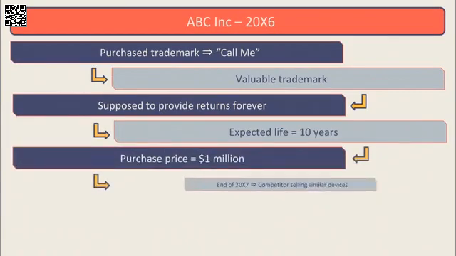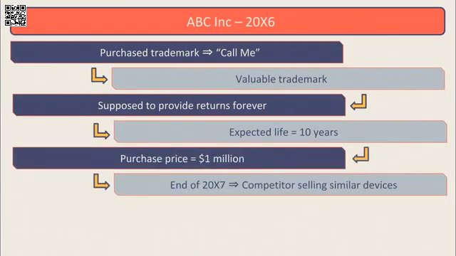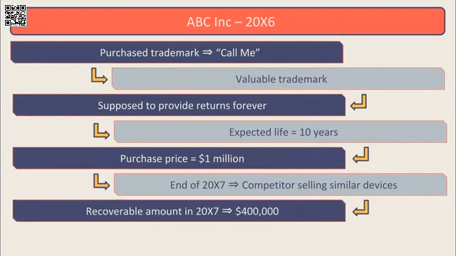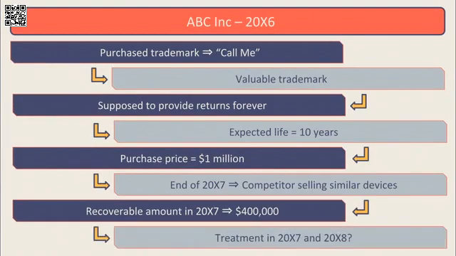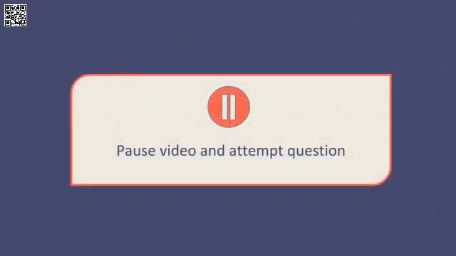At the end of 2000X7, a competitor began to sell mobile devices just like those under the Call Me trademark. At the end of 2000X7, the recoverable amount of the trademark was $400,000. How is a trademark accounted for in the financial statements in X6 and X7? If you are staring blankly at this question, go back and watch the IAS 38 videos in the financial reporting section. If you're still here, pause the video and attempt it, and then I will come back and go through the solution.